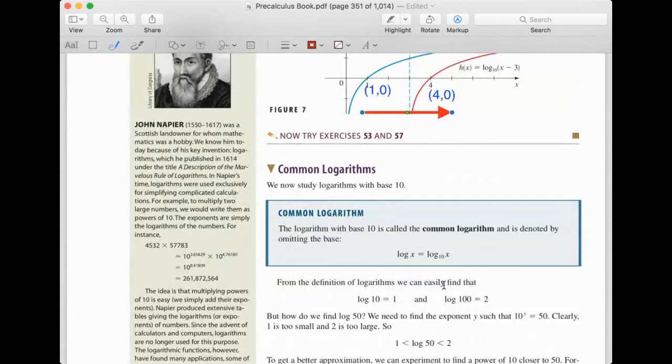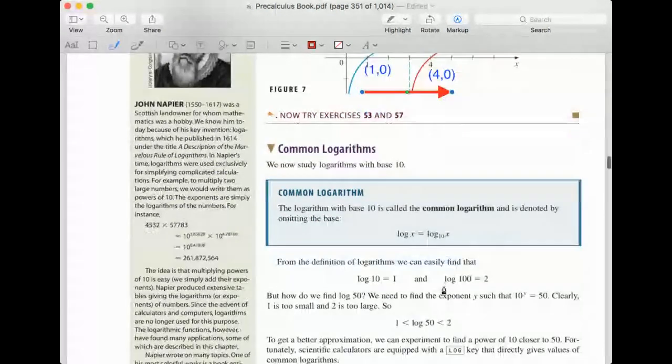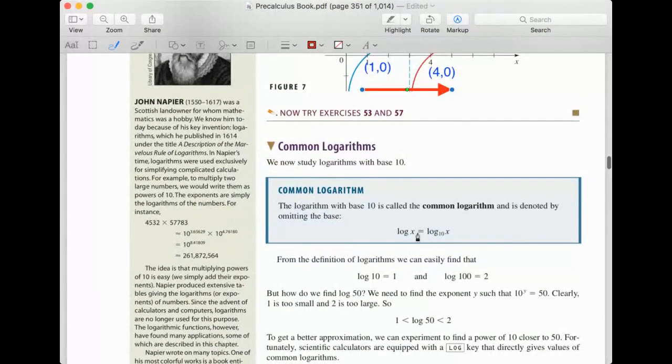If you have any questions, feel free to stop me anytime. Common log: sometimes we don't need to write the base. If the base is 10, we can ignore it. We just write log x. By default, if we only write log, that's log base 10. If we write log 10, that means the base is 10 and the value is 10, so that equals 1. Log 100 means log base 10 of 100, that's 2, because 10 squared is 100.